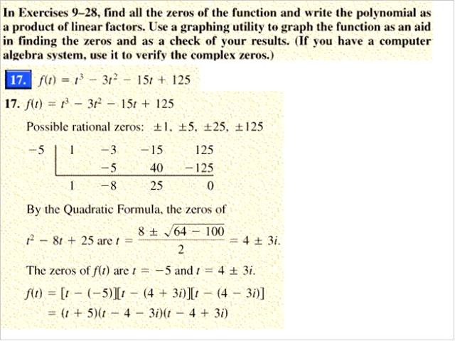of their linear factors. Alright, remember we can find all the possible zeros by doing plus or minus p over q, where p is all your factors of your constant, and q is all your factors of your leading coefficient, in this case 1. So all my possible zeros are plus or minus 1, 5, 25, and 125.